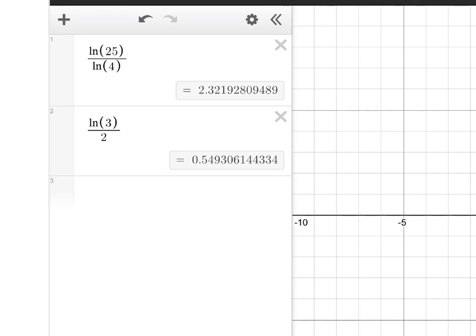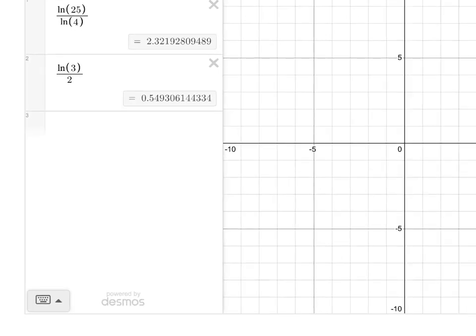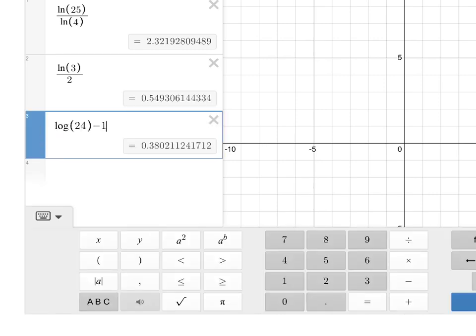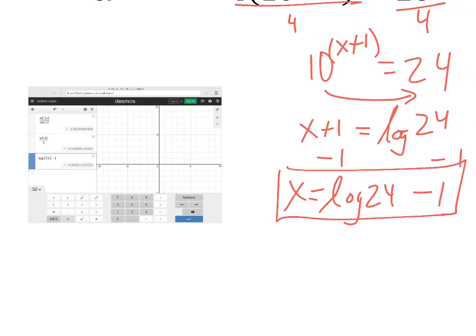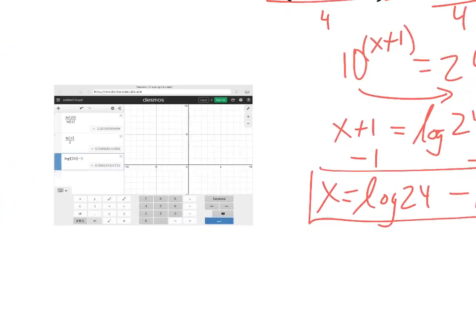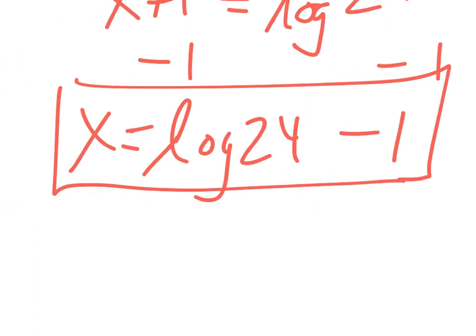So log of 24 minus 1. And that gives us 0.380. Okay, so 0.380 is our final answer. X is approximately that.